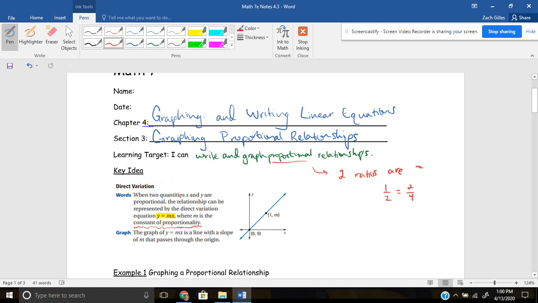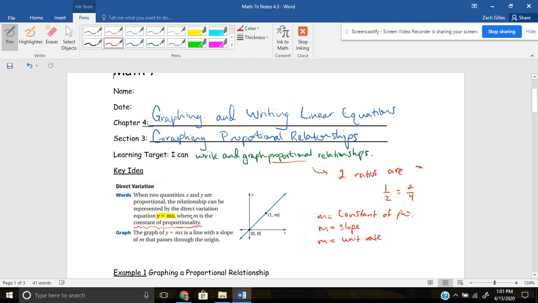So we can think of m as the constant of proportionality, or we can also think about it as the slope of our line, or we could also think about it as a unit rate. So m is all of these things. They're all essentially saying the same thing. It's the constant of proportionality, it's the slope, and it can be considered a unit rate. And I'll show you that here in our next problem.